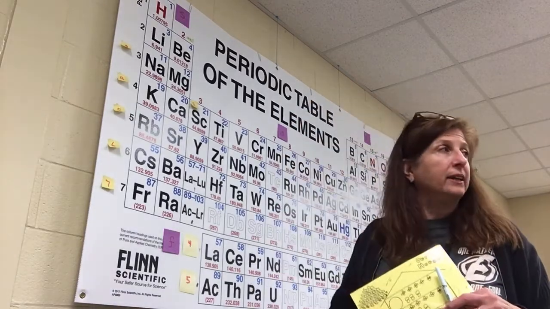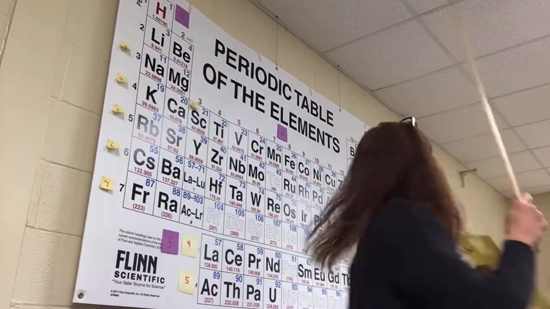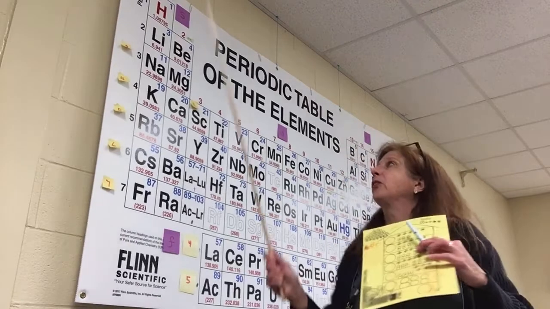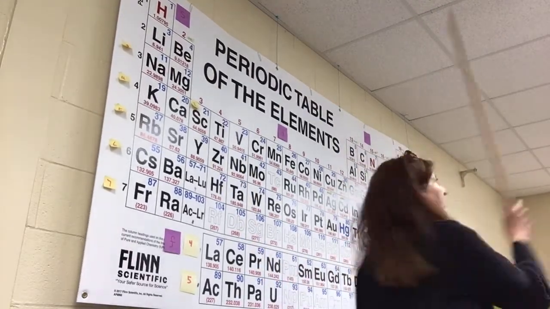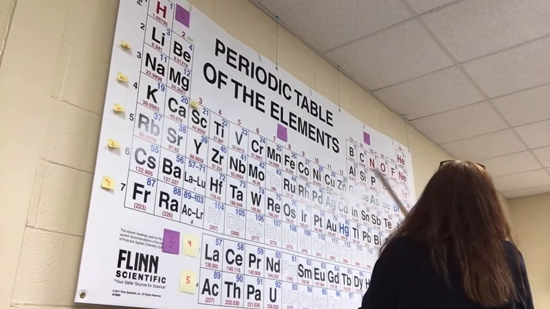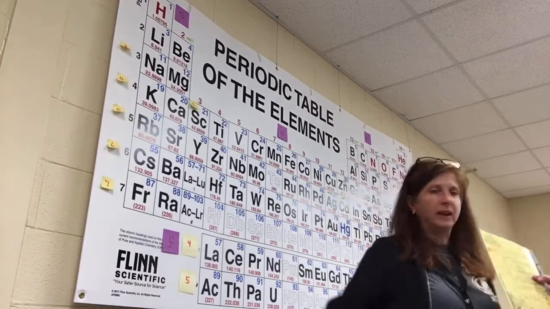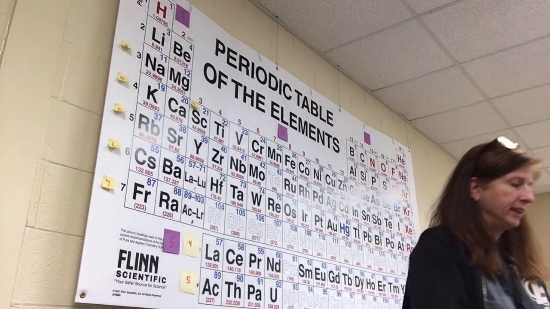I'm going to do it, and then I'm going to write it down. 1s2, 2s2, 2p6, 3s2, 3p6, 4s2, 3d10, 4p5. Everybody follow that? So now I'm going to write it down.